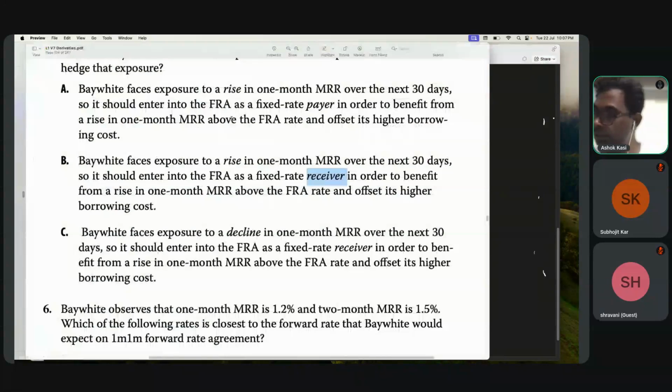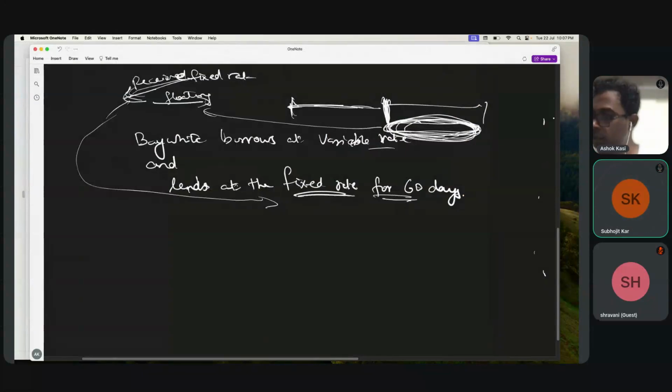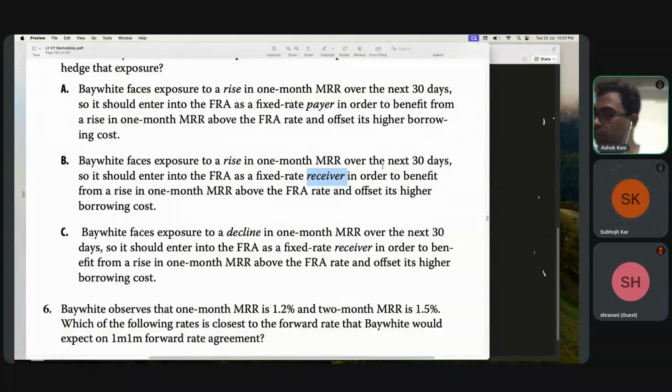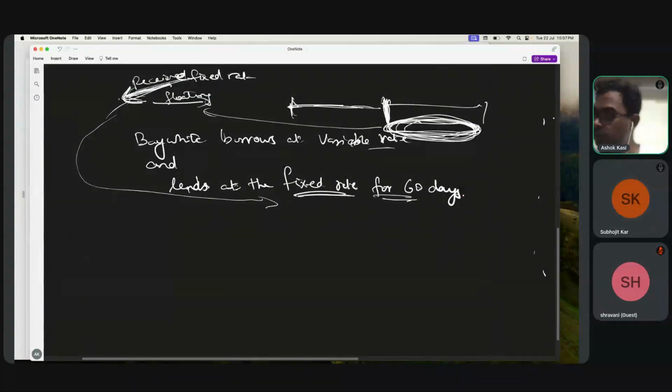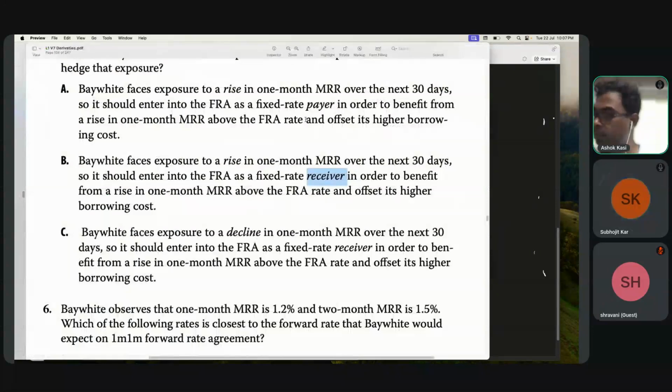So let's see. Baywhite faces exposure to a rise in 1 month MRR over the next 30 days. So it should enter into the FRA as the fixed rate receiver. Fixed rate receiver, no? You should receive fixed rate, and then that fixed rate you should lend it. The answer is A, okay.